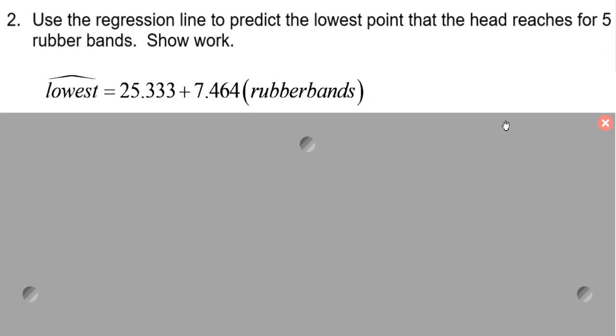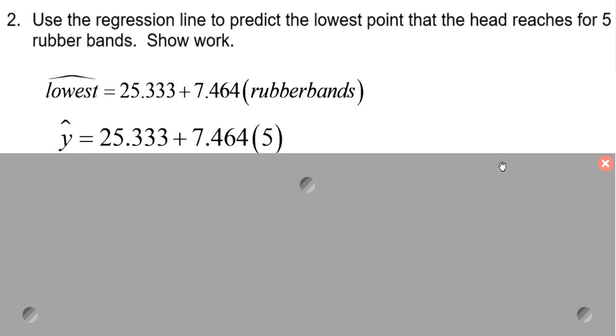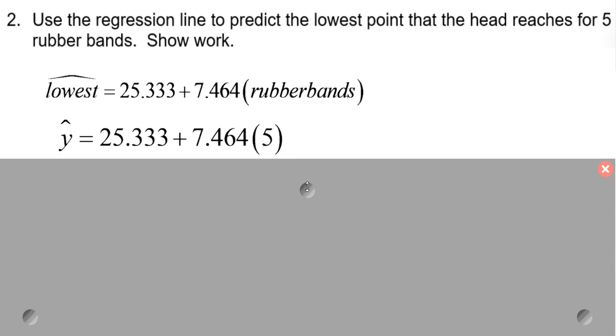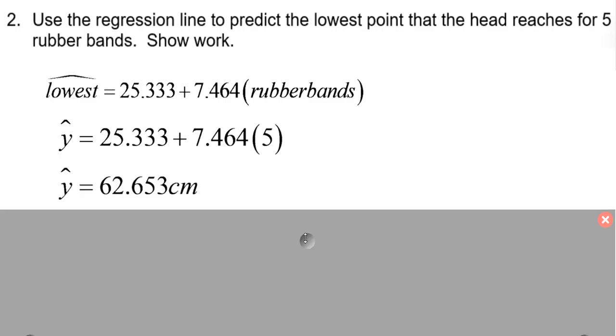So we're going to just substitute that into our equation, right? Follow order of operations. So we're going to multiply these together, add it to this value, and that would give us our predicted lowest point, which would be approximately 62.653 centimeters. Again, since we had 3 decimals in our equation, I'm going to keep that when I go to my answer. So I look at the 4th and then round accordingly.